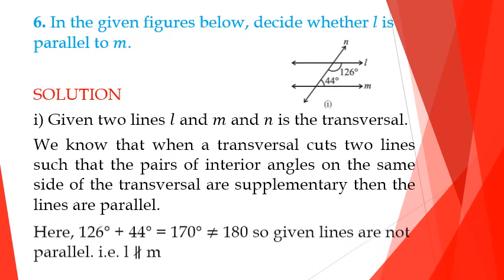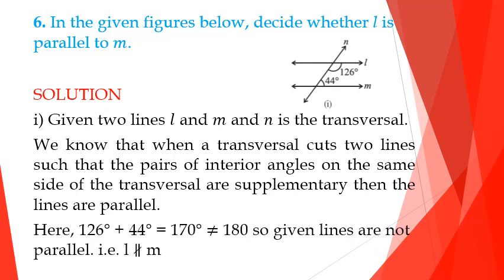Now we can check this one. 126 plus 44 degrees equals 170 degrees, which is not equal to 180 degrees. Hence the given lines are not parallel. That is, L is not parallel to M.